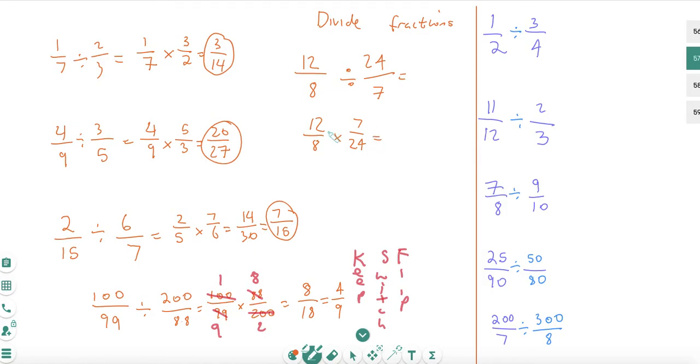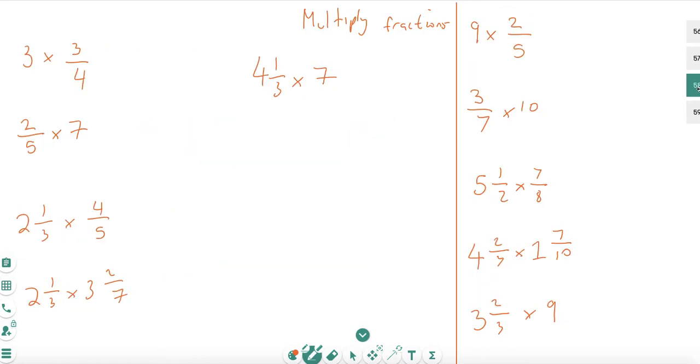I don't want to do 8 times 24. The fractions are being multiplied. Let's simplify diagonally. We can divide both these numbers by 12. 24 divided by 12 is 2. 1 times 7 is 7. 8 times 2 is 16. And we're done. You can try these questions by yourself.